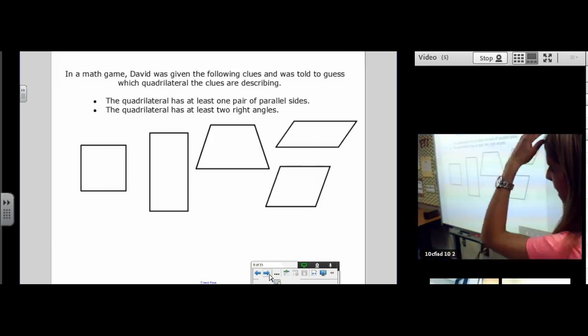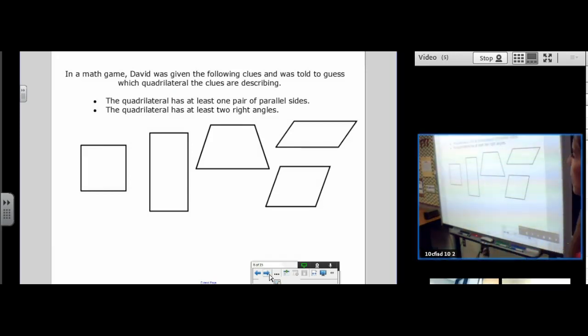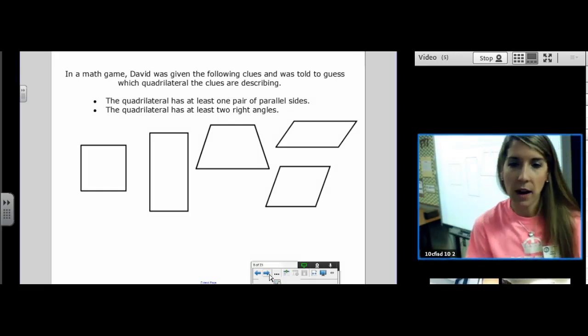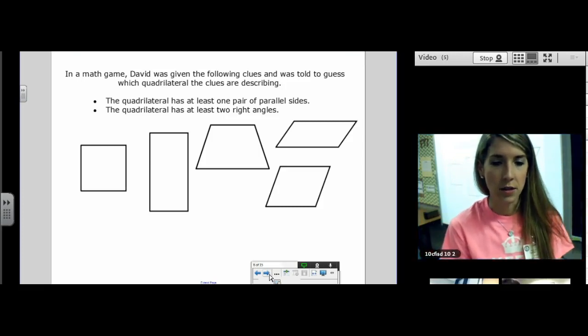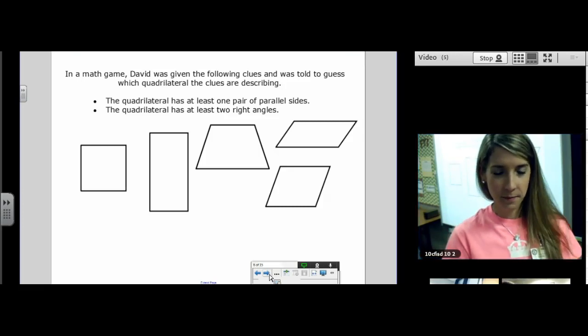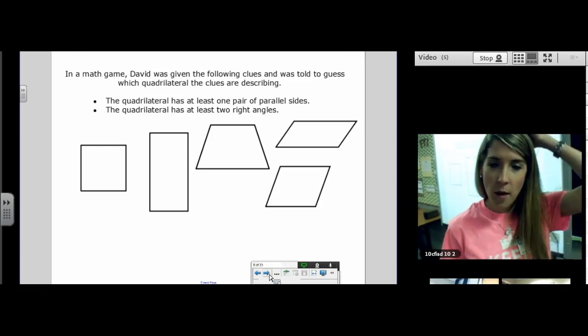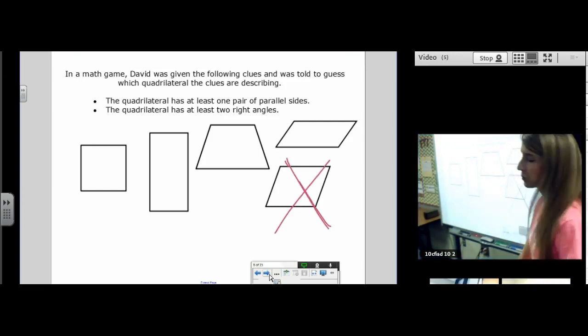Okay, in a math game, David was given the following clues and was told to guess which quadrilateral the clues are describing. The quadrilateral has at least 1 pair of parallel sides. The quadrilateral has at least 2 right angles. So what shapes was he describing? A rhombus has 0 right angles, so it's not this one. It's not the rhombus.